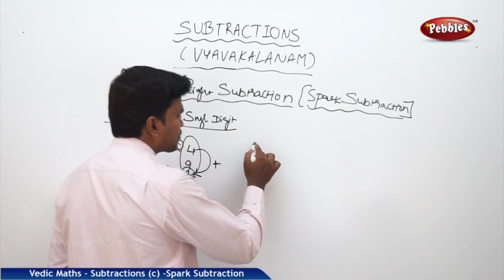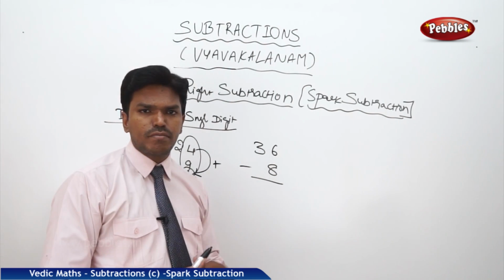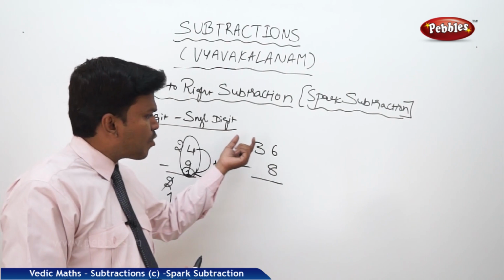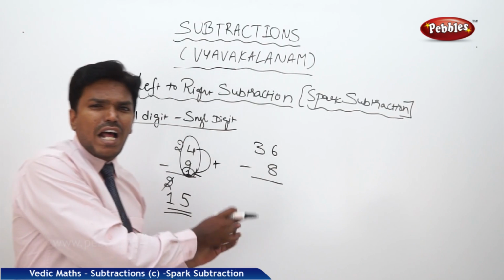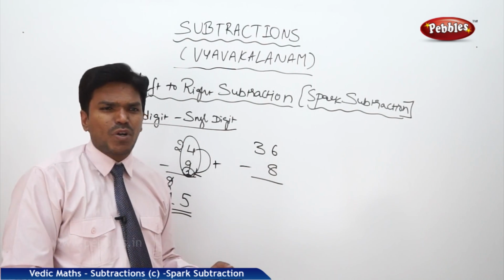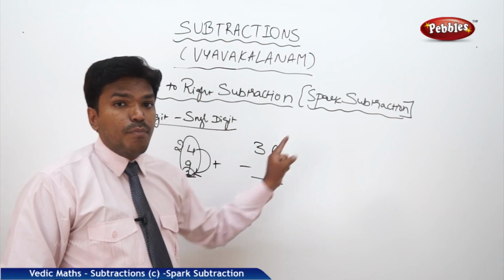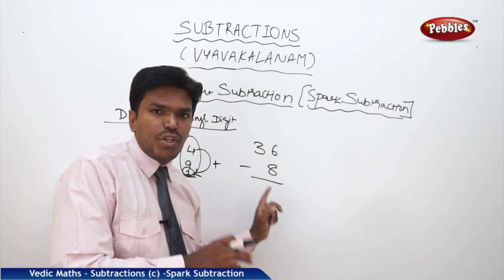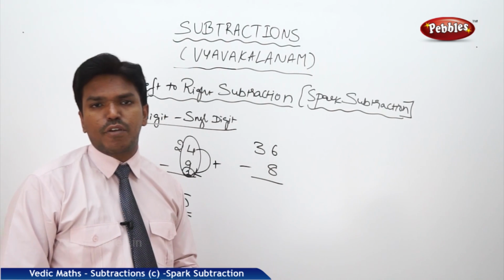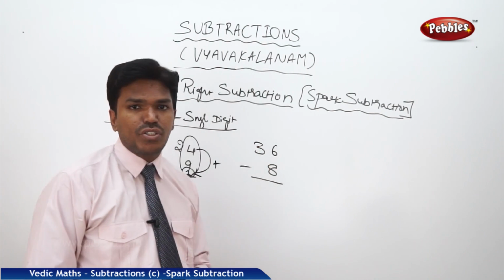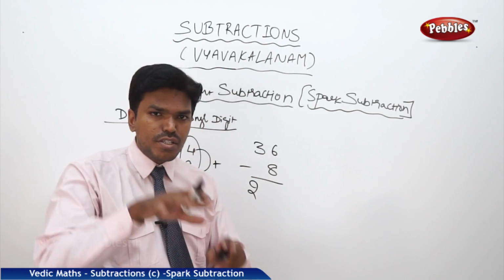One more example. 36 minus 8. Is there any number below 3? No, there is nothing. So just drop this 3 as it is. But after dropping and checking, it is all a waste of time, because of the striking of the number. So why waste time? Before dropping 3, I'll check whether the next numbers are match or mismatch. Yes, they are mismatch. If they are mismatch, 3 should be reduced by 1. So 3 becomes 2.